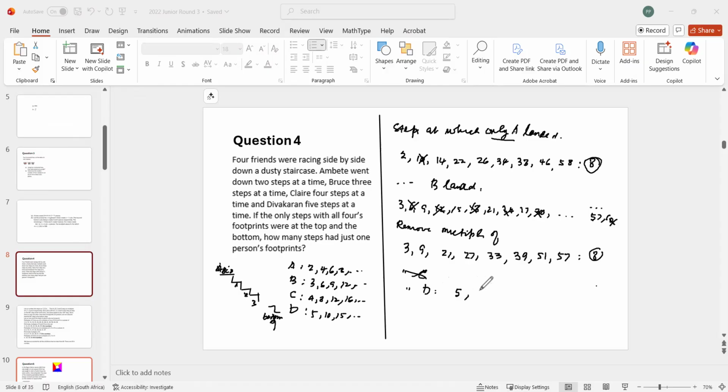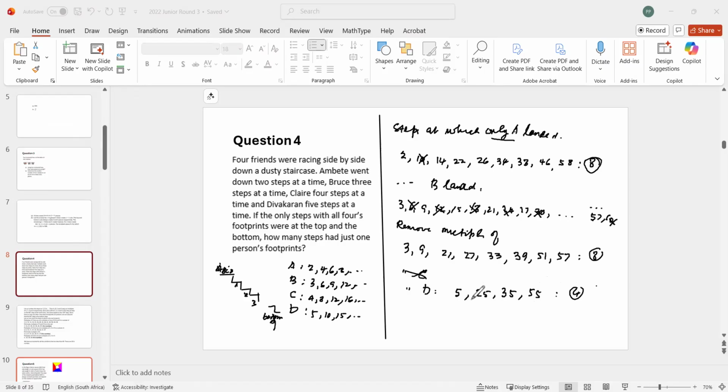5, 15. No, 15 is out because 3 is in. 25 is in. 35 is in. 45 is out. 55 is in because none of these are multiples of 3. So you got 4 here.